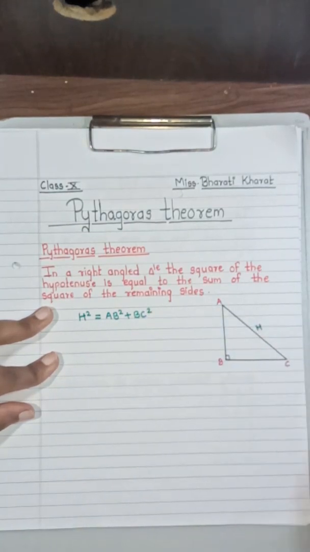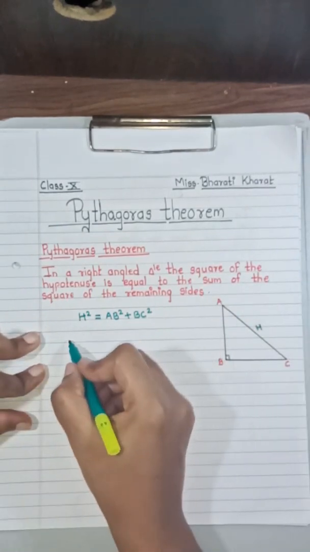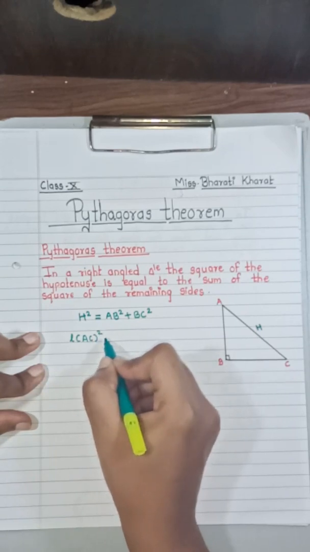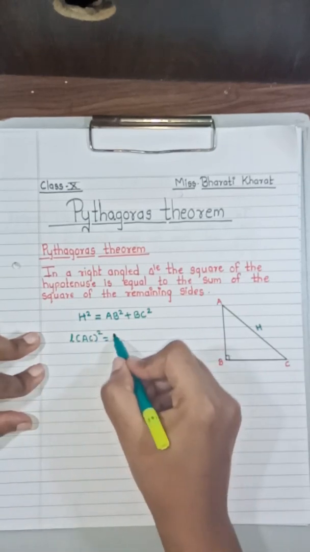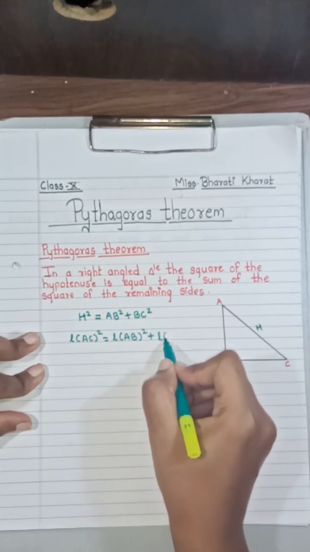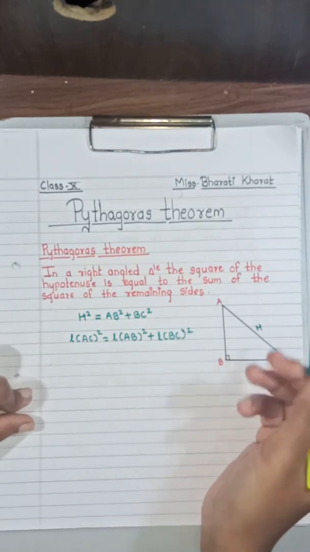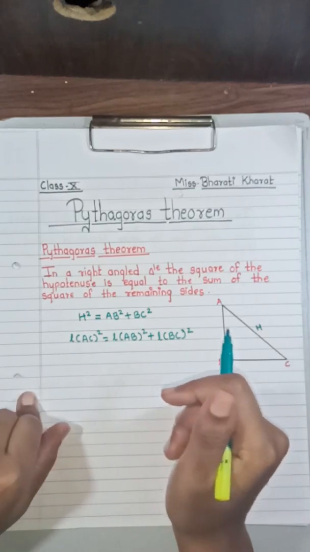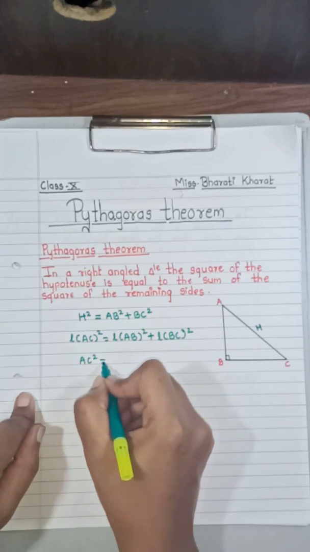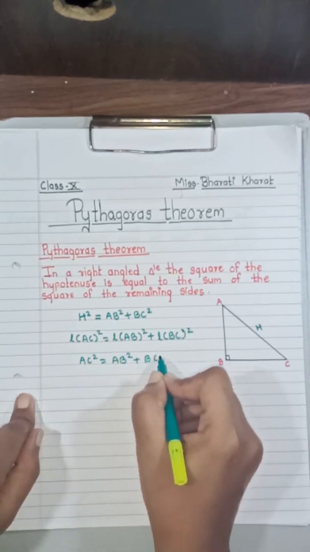Now in the previous textbook, in the textbook of old syllabus, this was written as length AC square, that is hypotenuse, is equal to length AB square plus length BC square. But as per the new textbook, it can also be written as AC square is equal to AB square plus BC square.